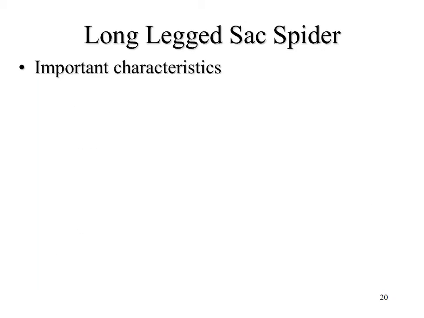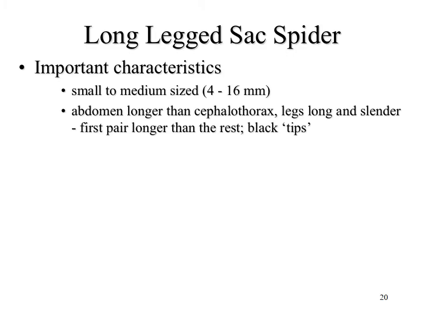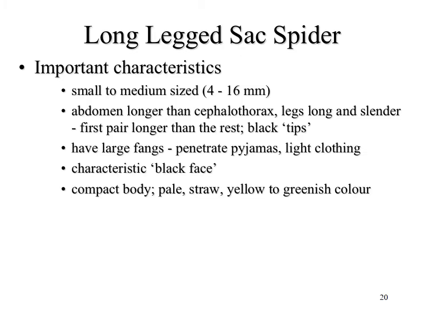Moving on to the one which has been the subject of debate even now. Groups have been created where scholars, scientists, and other people are trying to come up with an answer as to whether these spiders do cause significant cytotoxicity or not. And that's the long-legged sac spider. They're pretty small to medium-sized spiders. The abdomen is longer than the cephalothorax. The legs are long and slender. What makes them characteristic of a long-legged sac spider is that the first pair of legs is much longer than the rest of the legs. And they've got black tips at the end of the legs.